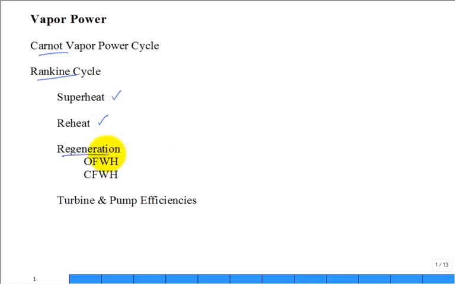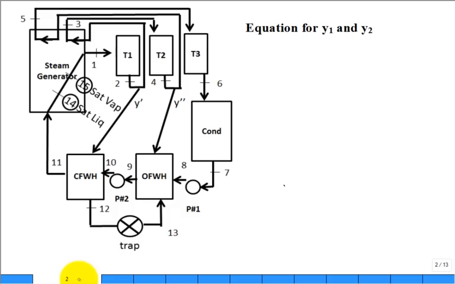We've talked about regenerative vapor power cycle with open and closed feedwater heaters. And even the homework that you did today had efficiencies, isentropic efficiencies for the pumps or for the turbines. All of that is fair game, and I'll have a couple other topics today. Let's press forward. Last time we talked about deriving the equation for this Y2 that is diverted down to feed the open feedwater heater. How do we do that?